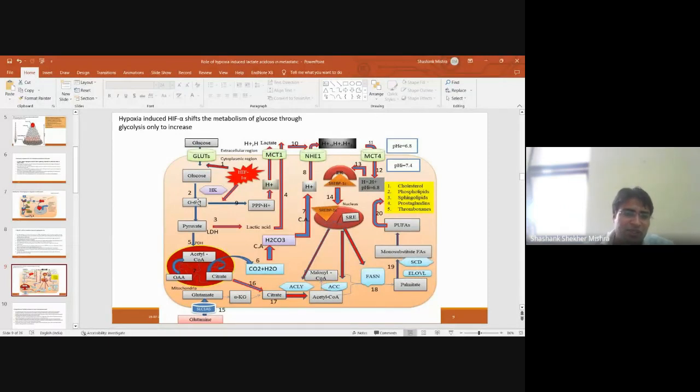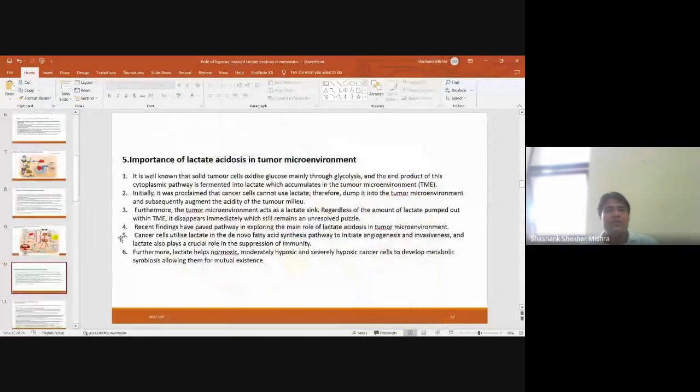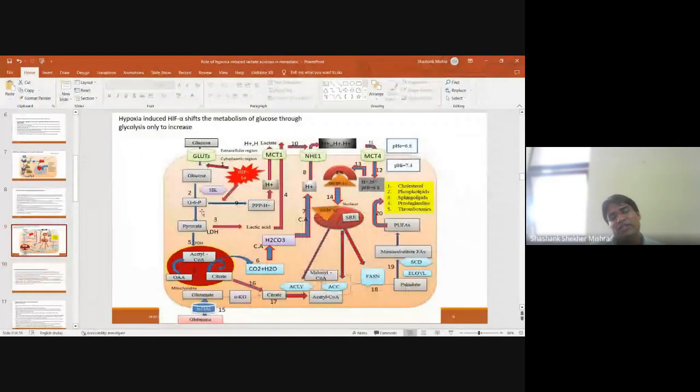So this is one alteration in the metabolic pathway to enhance the survival of hypoxic cancer cells in solid tumors. This is done by hypoxia-inducible factor 1 alpha. Now, initially it was thought that lactic acid is produced because solid hypoxic cancer cells are oxygen deficient, therefore they carry on metabolizing glucose through glycolysis only, and so they are dumping their lactate into the tumor microenvironment. This was the reason given earlier, but now the reason is something else.